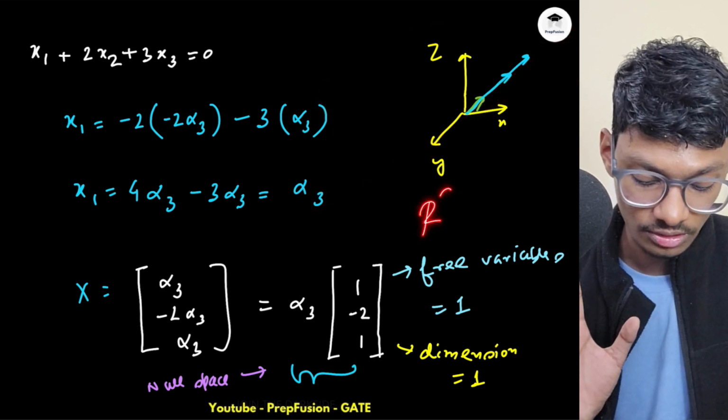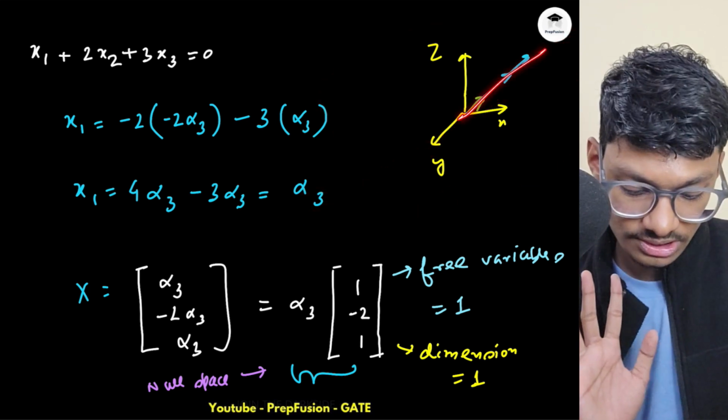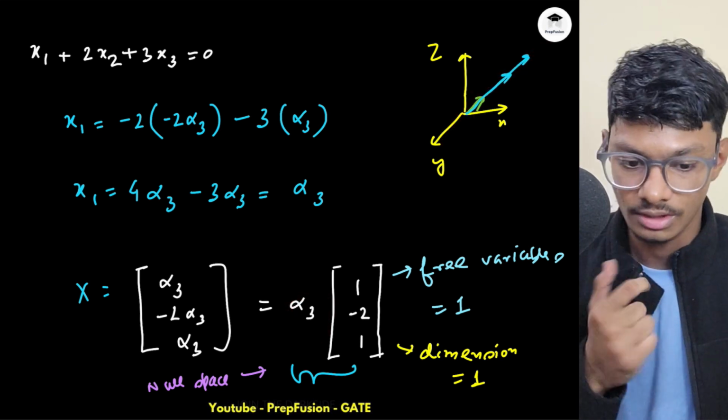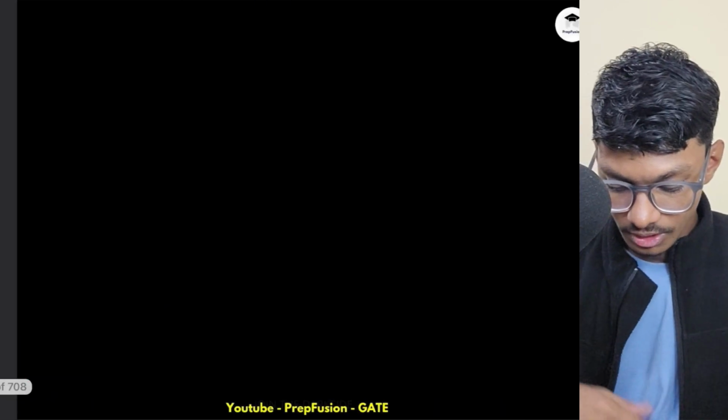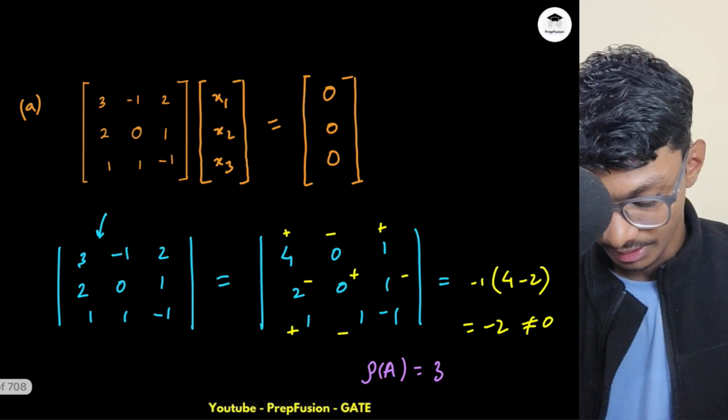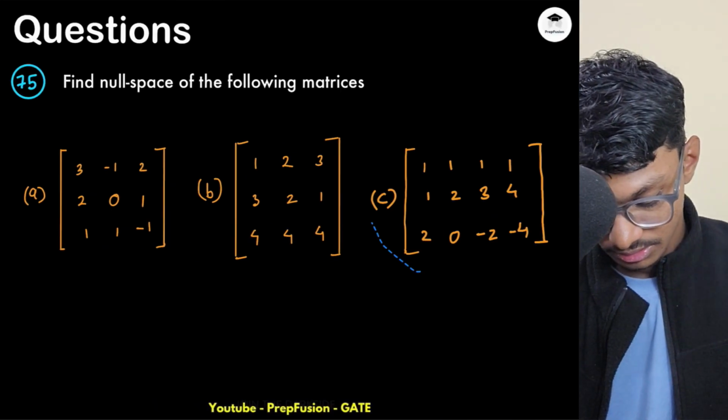My vector space is not R cube. Just this line is a vector space, because I'm just scaling this vector, right? I hope you got the point. So let's take the third example, and from there you will understand better. The third example is this.